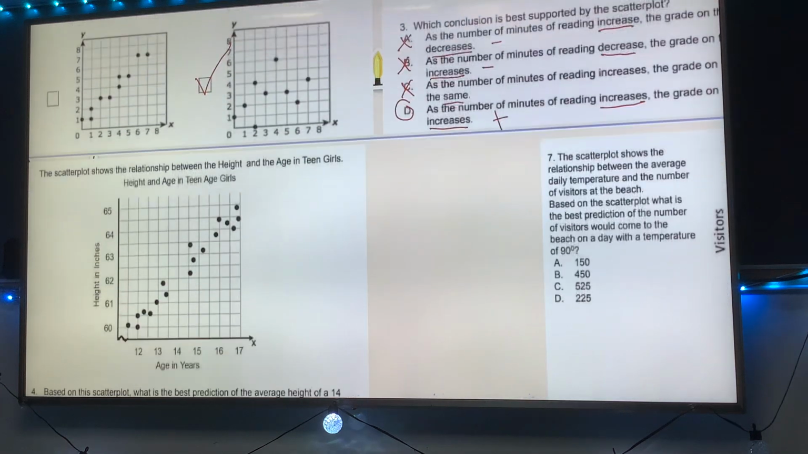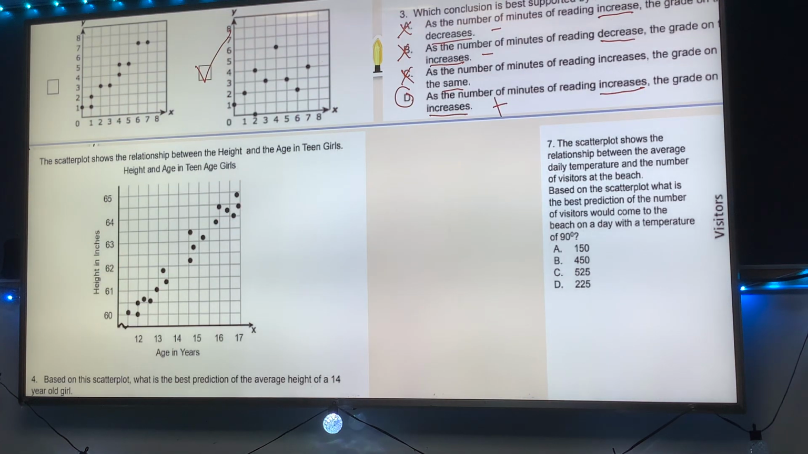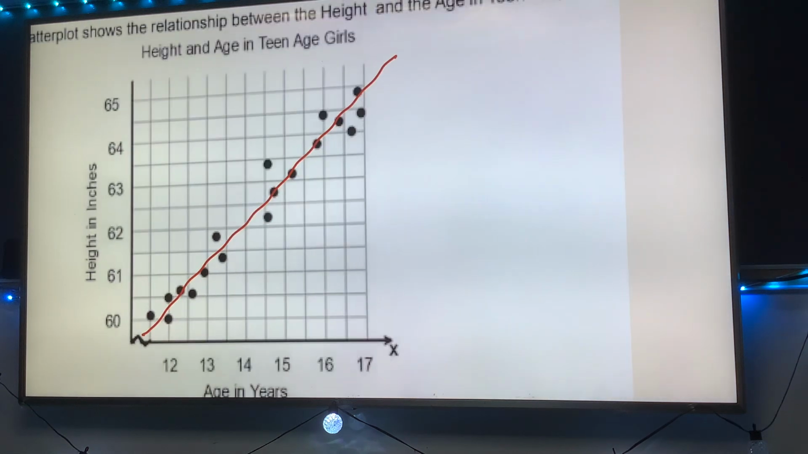Okay, so our next one. The scatter plot shows a relationship between the height and age of teenage girls, and then it has your height and age as your labels, height on your y-axis, and age in years on your x-axis. So I'm going to draw my best fit line. Do you see how my line is in the middle of my dots? It's a little curvy, sorry about that. It is just a straight line.